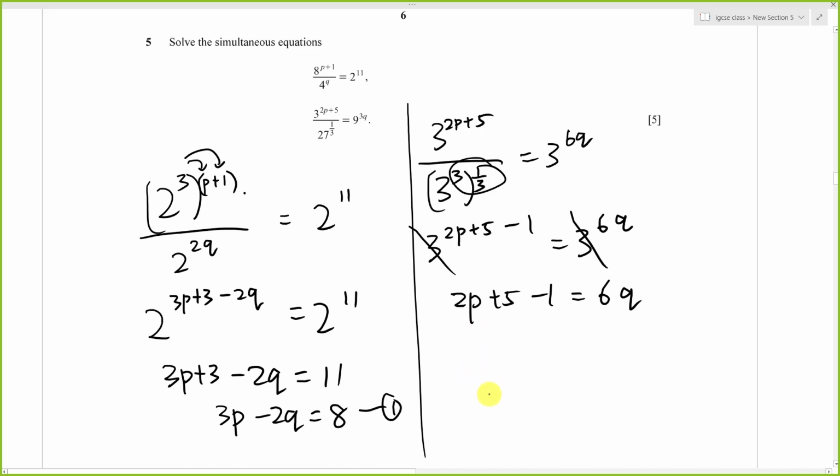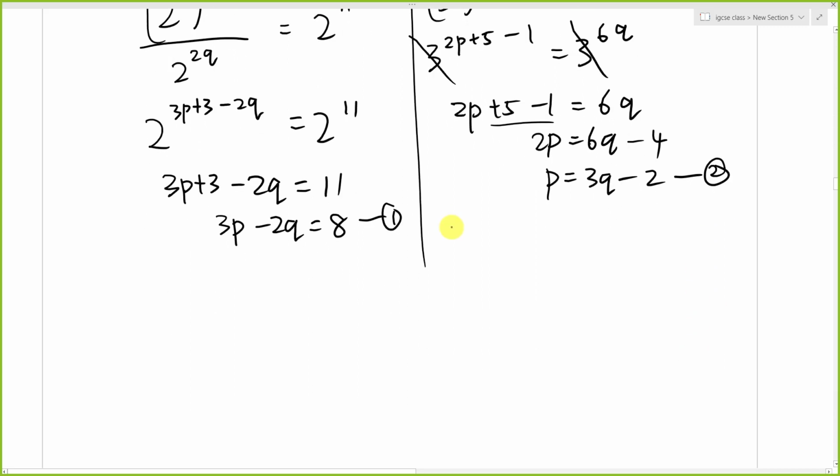Yeah, we kind of need to do the substitution. Elimination needs a lot of steps, so I just do substitution. Alright, so 2p will become 6q. Here will give me 4, so we minus 4 here. So p equals 3q minus 2. I will call this one the second equation.